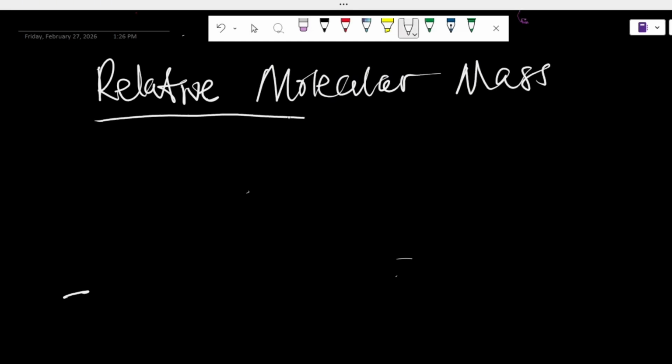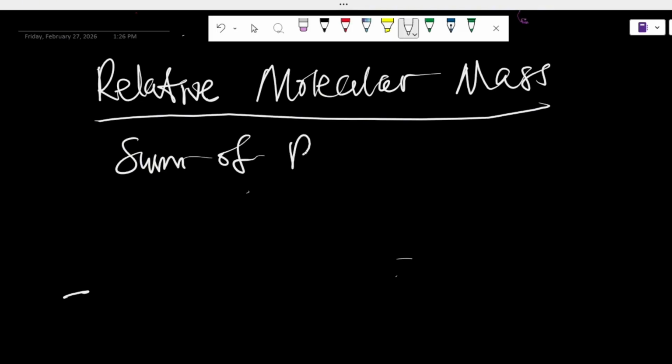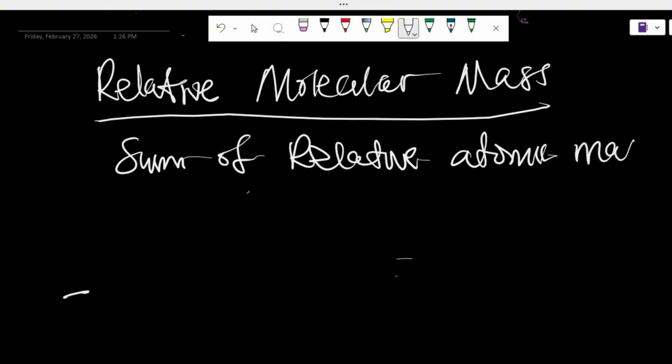So what do you think is the relative molecular mass? Now, this is the sum of relative atomic masses in simple terms. The sum of the relative atomic masses. So what does it mean? Well, this relative molecular mass is actually written as Mr. So this is the relative molecular mass.